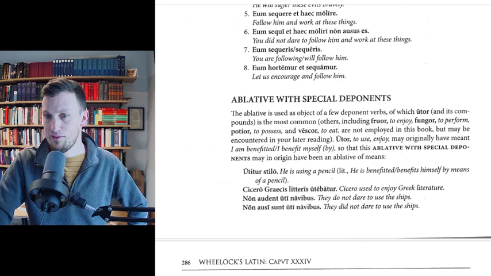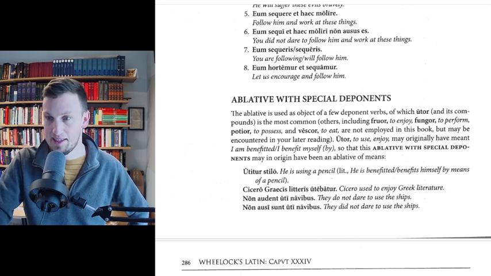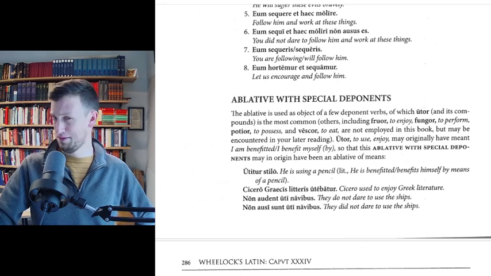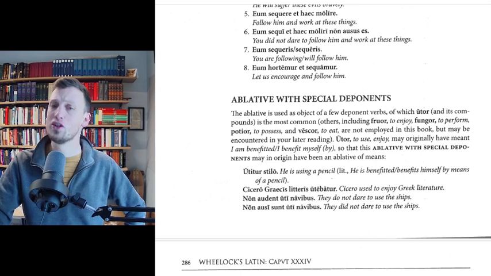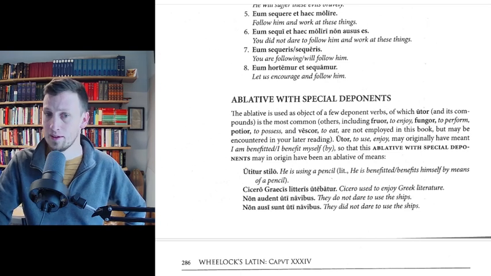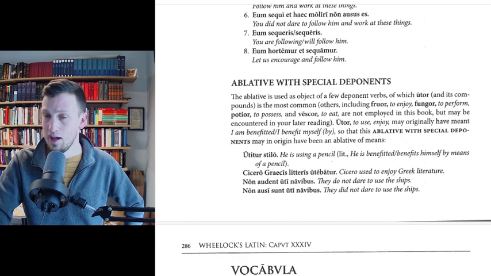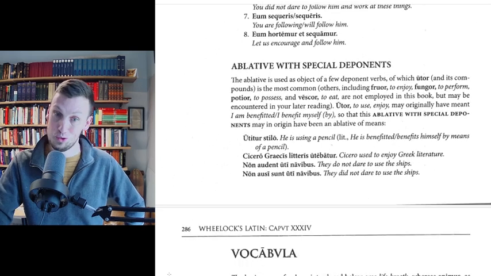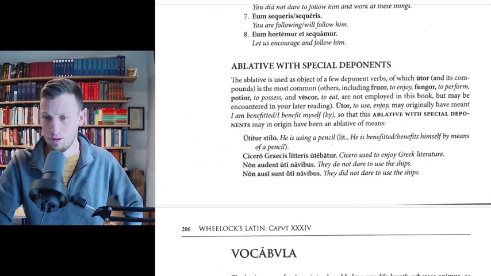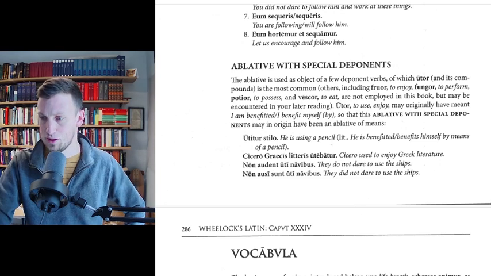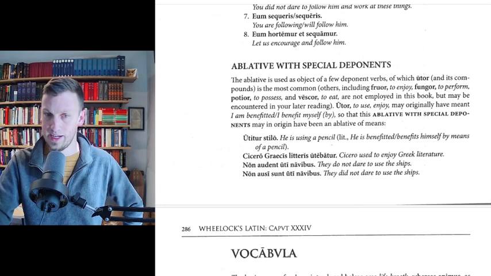So they give you a couple more examples. I think these probably all fall into similar categories. There are probably similar explanations for each of these. But, take a look. These are important. More important is just to remember utor takes an ablative. And you'll see there are a handful of verbs in this language that take direct objects in other cases. This is one of them. Just learn it.